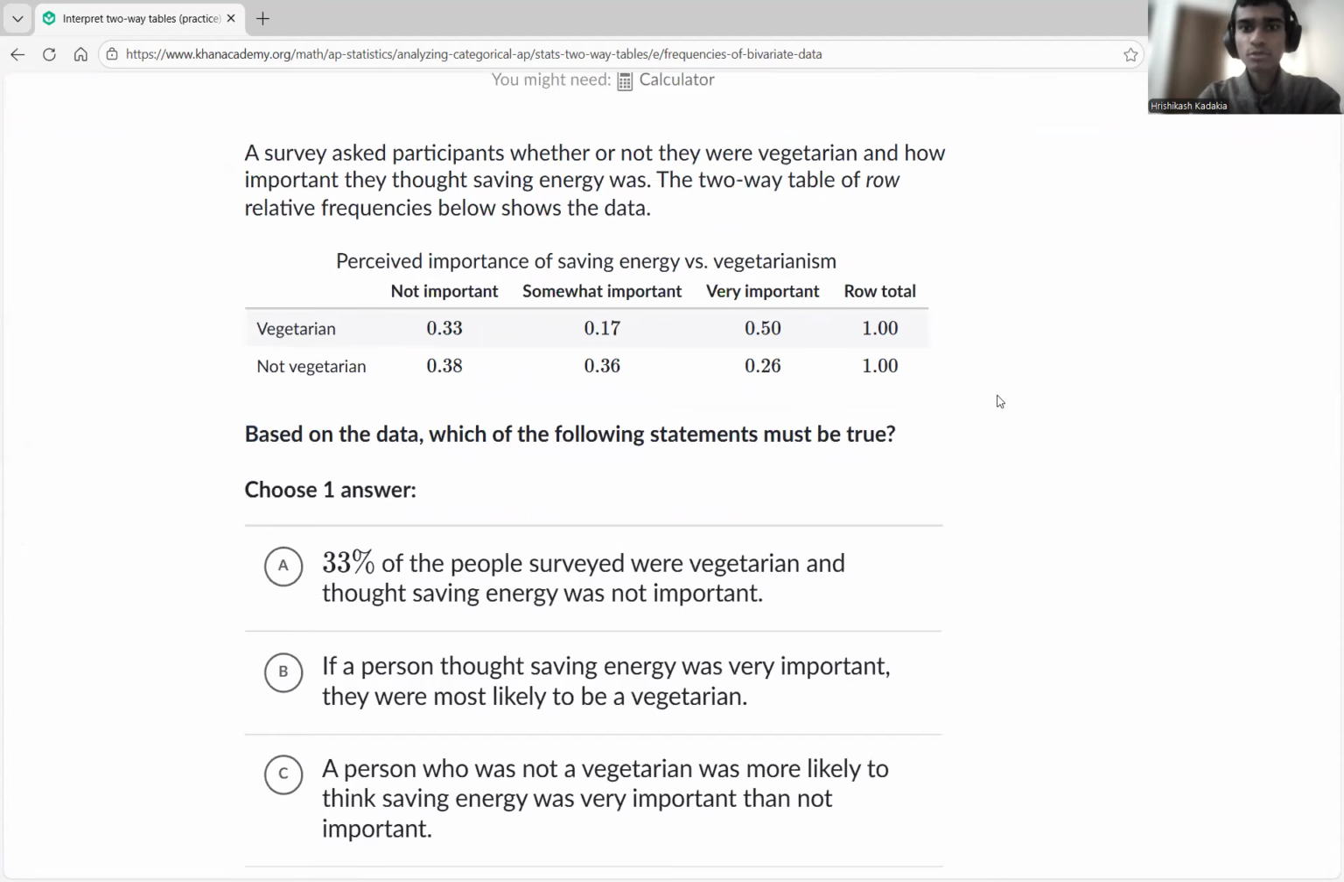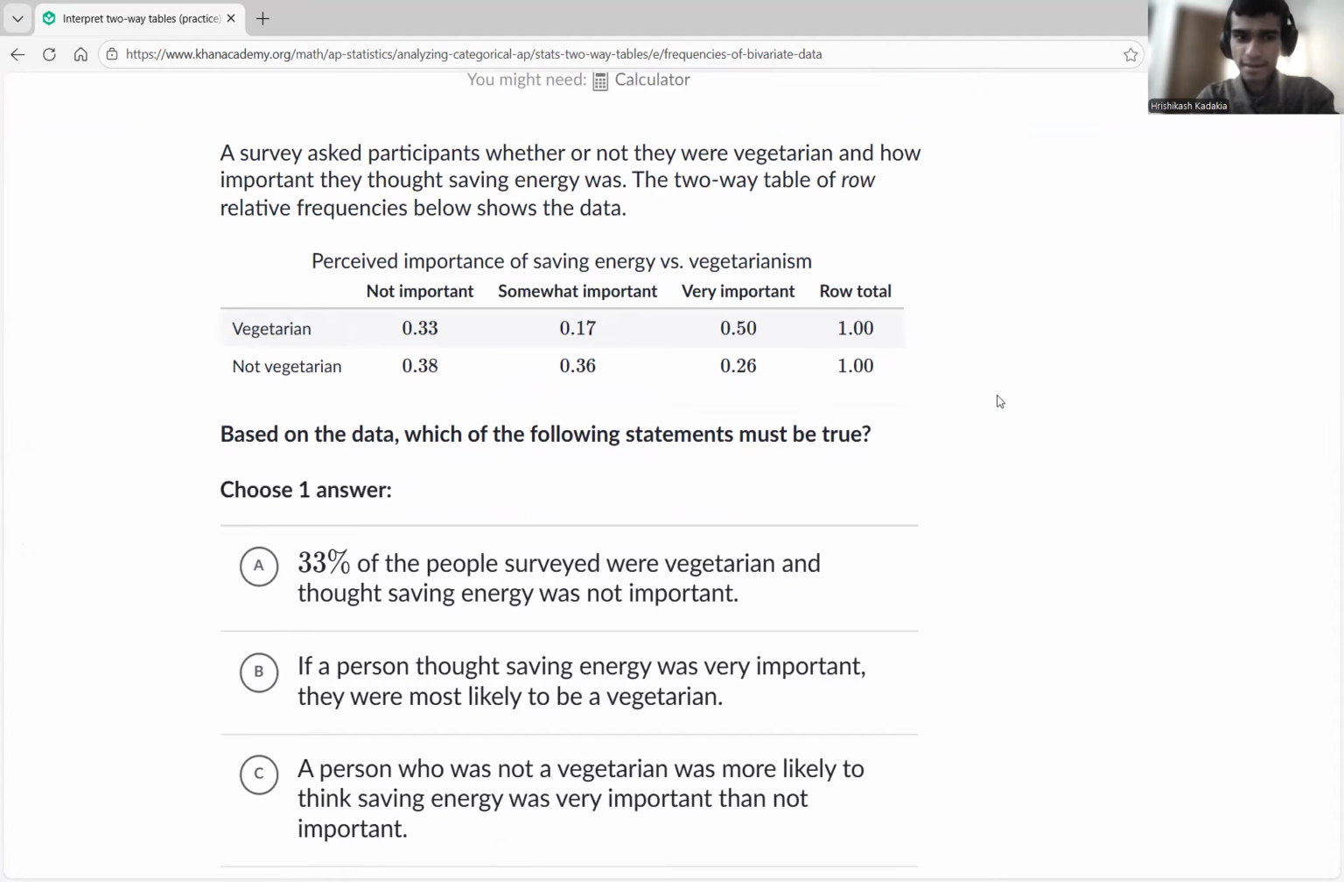The table of row relative frequencies below shows the data. So now this is about the interpretation of, in total, because remember, this is a two-way table. Here you can say what percentage. So 33% of vegetarians, because vegetarians are this one over here. 33% because remember it's adding to 100%.